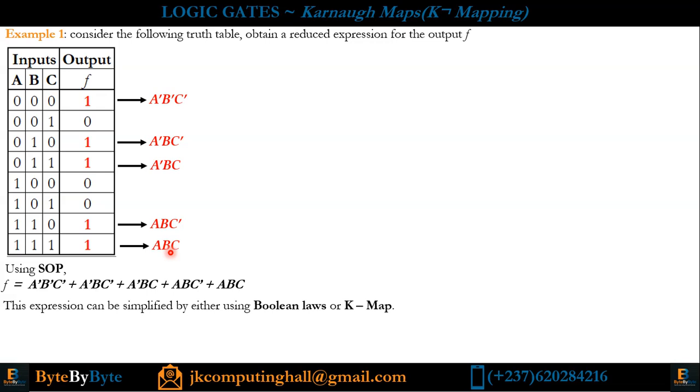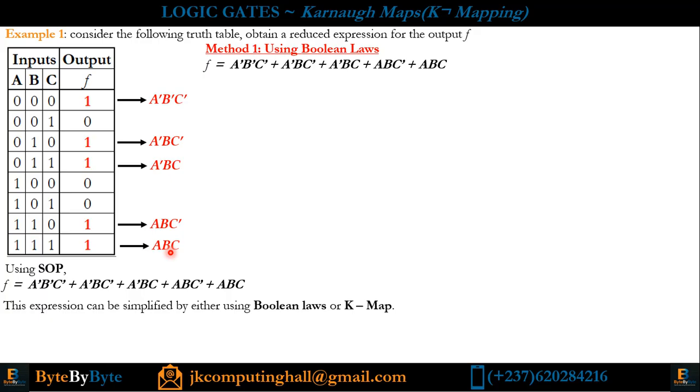Now, this expression can be simplified by either using Boolean laws or K-map. Method 1. Let us be using Boolean laws. Remember that for Boolean algebra, I told you that when you are reducing, it is very important for you to be able to identify those particular expressions where you can factorize and have a very good expression. At this level, we realize that I can factorize A bar C bar and A bar C bar from this and this in such a way that B bar and B will cancel. Also, I can factorize AB from this expression and this expression. This is what I am going to have.